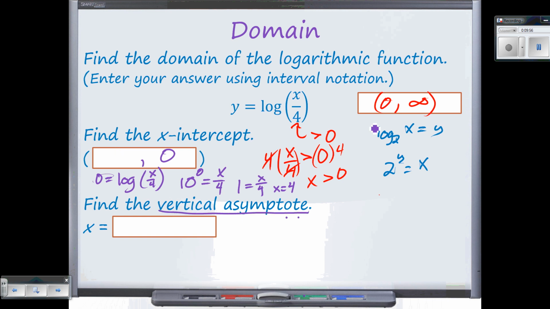All right, now find the vertical asymptote. The vertical asymptote is based on the domain. So what I'm saying, that domain says x cannot equal 0. So my asymptote is x equals 0.